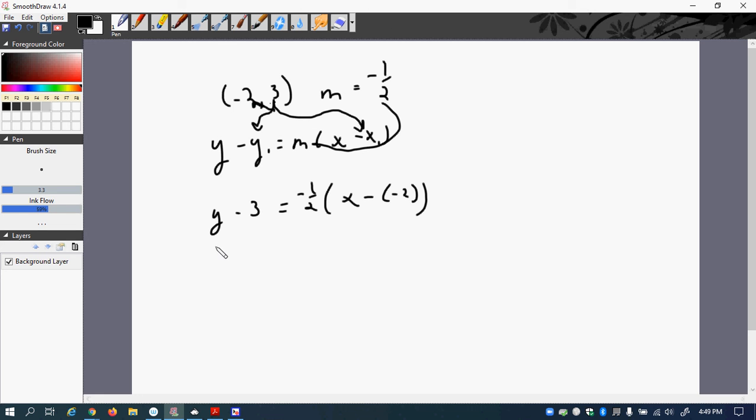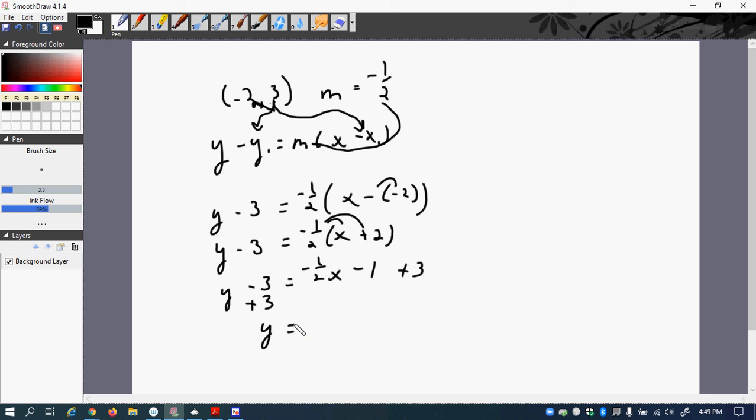So now I can clean this up. I can say, okay, that's -1/2. These are 2 negatives, so it's plus. And then I can distribute. So I get y minus 3 equal to -1/2 x minus 1. Then I could add 3. And so I get y equal to -1/2 x plus 2.